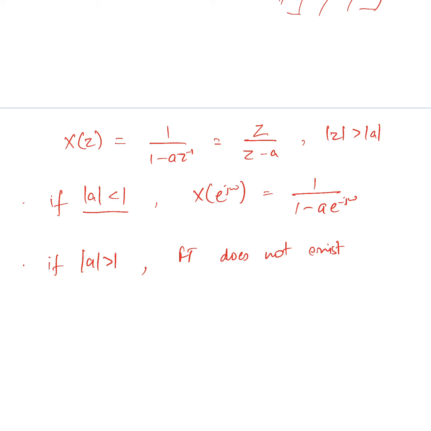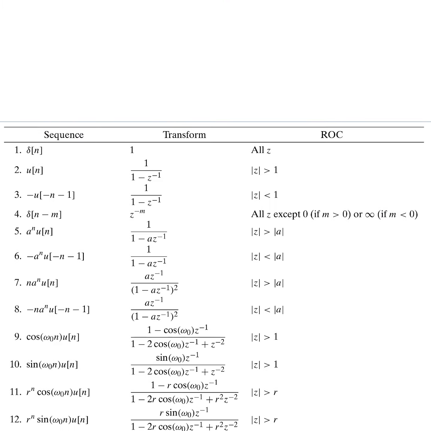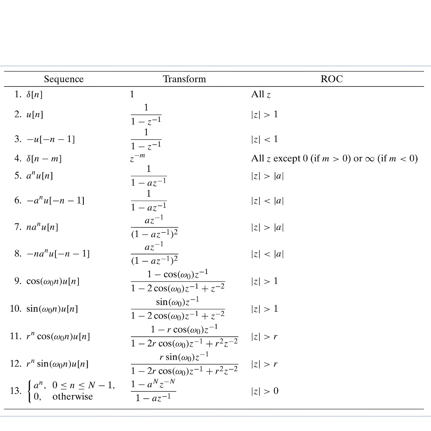Okay, so for a particular region of convergence, we can compute the Z transform. In a similar way, there are a couple of sequences which you can use as a table. For the impulse sequence, you have the transform 1, and the ROC is the entire Z plane. When you have the step sequence, you have this transform where your ROC is mod of Z greater than 1.